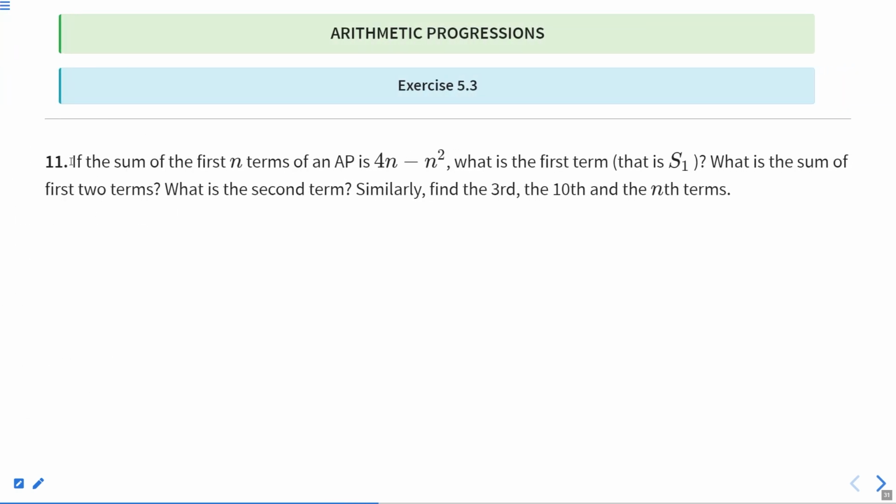In the next question, it says that if the sum of first n terms of an AP is 4n minus n square, then what is the first term, that is S1? What is the sum of first two terms? And what is the second term? And similarly find the third, 10th and nth terms.